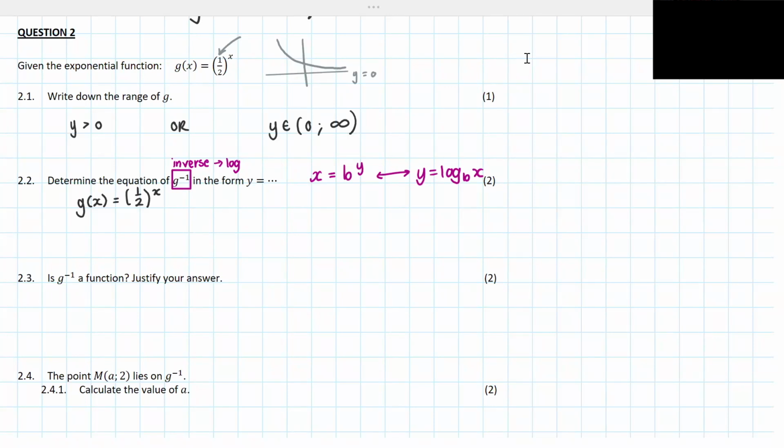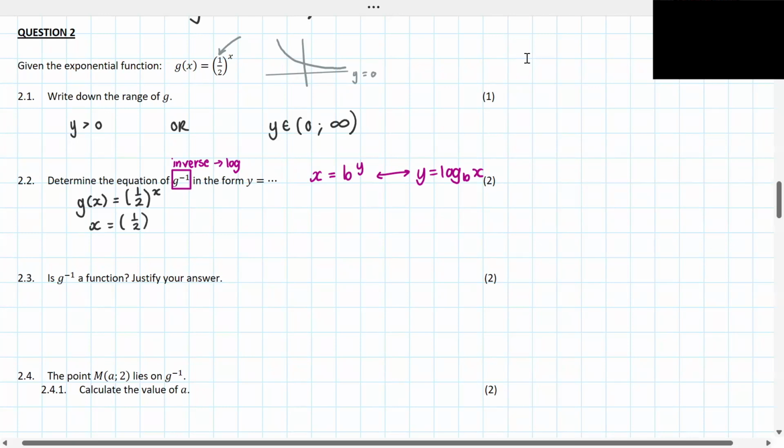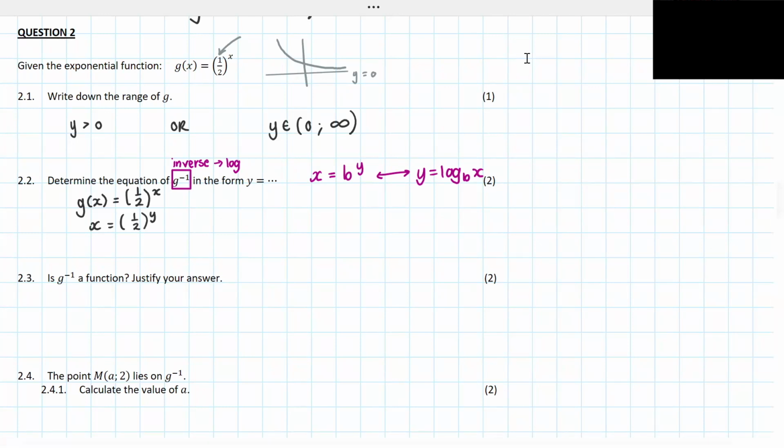So this would be x is equal to half to the power y, and then we apply our rule. So y is equal to log of the base, which is a half, and the answer of that exponential equation. So y is equal to log base a half of x. That's it. Obviously, if you can write the answer immediately, that is absolutely fine as well. You'll get the 2 marks, no problem. But just remember, first swap your x and the y, and then apply your conversion rule that we've spoken about.